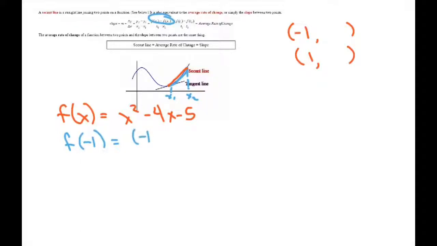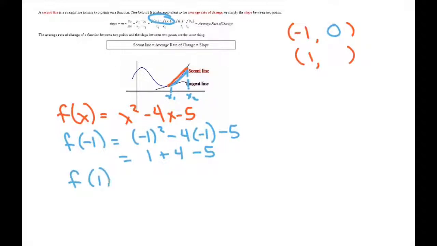So you have -1 squared minus 4 times -1 minus 5. So this is going to be 1 plus 4 minus 5. So 5 minus 5 is 0. Now let's plug in 1. You get 1 squared, which is 1, minus 4 minus 5. And that's going to give you -8.